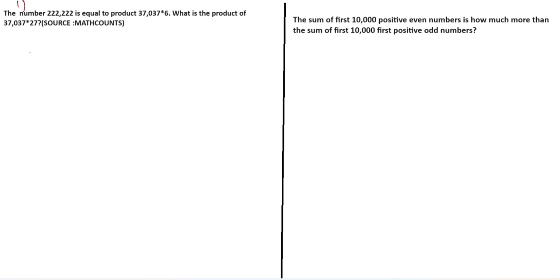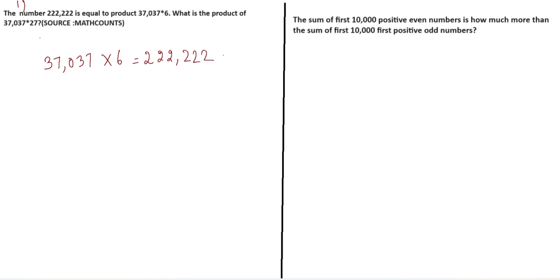The number 2,22,222 is equivalent to the product of 37,037 into 6. So 37,037 into 6 is 2,22,222. This is the clue they have given in the question.